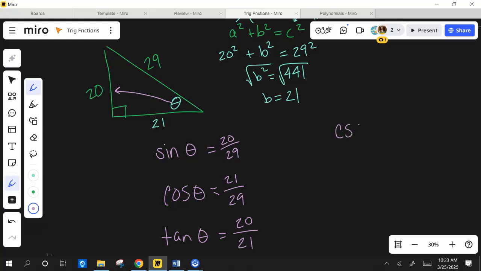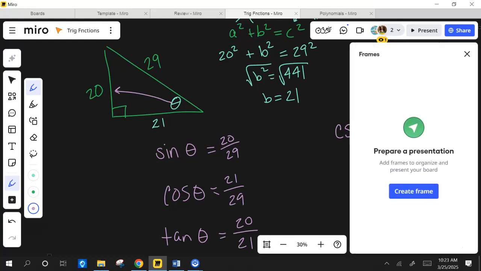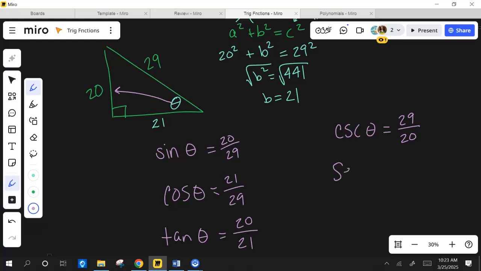How about the cosecant of theta? Which one is flipped for cosecant? Sine. 29 over 20. Yes? How about the secant of theta? I'm flipping cosine for this one. And then cotangent, tell me what you think.